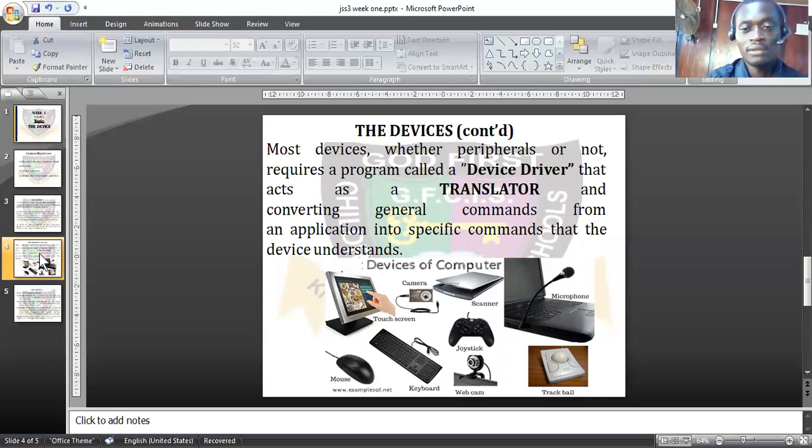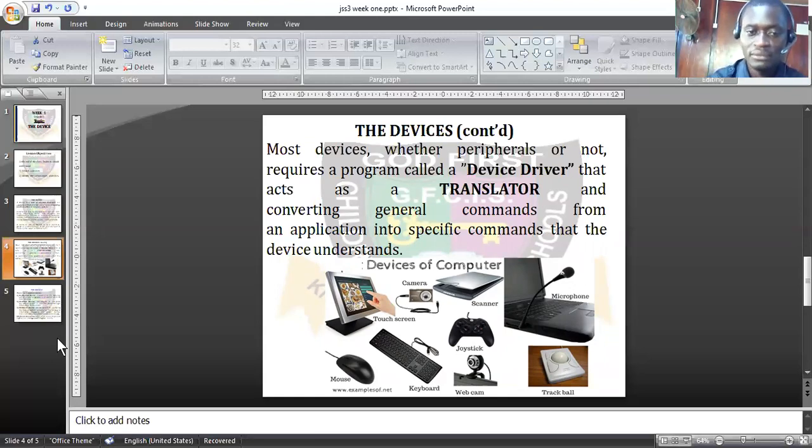Now, the next thing you're going to consider is what we call a device driver. A device driver is just like third-party software that helps to communicate between two or more devices. For example, if you plug your flash drive into your system, the first information you will see there is new hardware found. That is a device driver. When you plug your phone into your system, the first thing you're going to see there is new hardware found. Windows is locating the required software. That is a device driver.